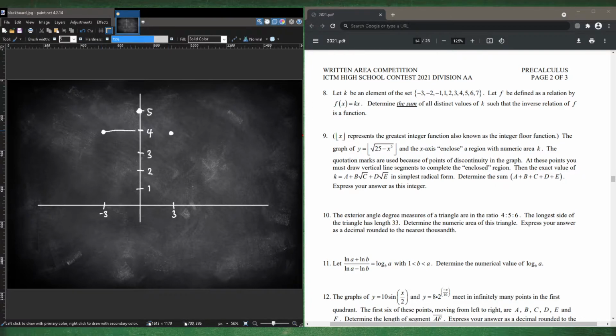So a floor function will look something like this. When they were saying something about discontinuity in the graph, it's because of something like this. Okay, now we have when y equals 3, so that's 9. 25 minus 9 equals 16, so the square root of 16 equals 4. So that'll be plus or minus 4. So 3, 3.